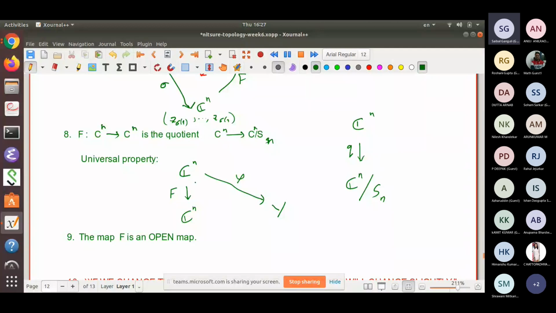But this is set theoretically the quotient. This is clear. And so there exists a unique map. The only question is, why is it continuous? This is continuous because F is proper. Because F is proper, it is closed.